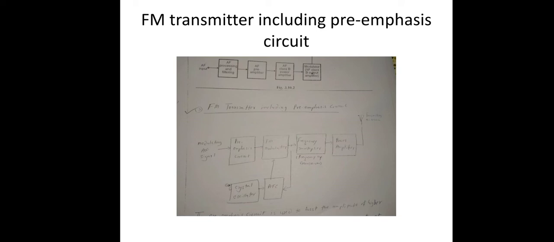The blocks used are the pre-emphasis circuit, FM modulator, frequency multiplier, power amplifier, AFC and crystal oscillator. The pre-emphasis circuit is mostly used to improve the signal to noise ratio.